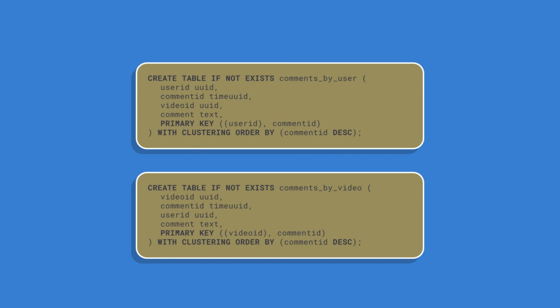So notice here, if you're familiar with SQL, this should look familiar. This is CQL. CQL is a subset of SQL. It looks very familiar to it. But you'll notice my create table, I have create table if not exists, my table name, comments by user. I have a set of my fields, their types. And then notice my primary key.